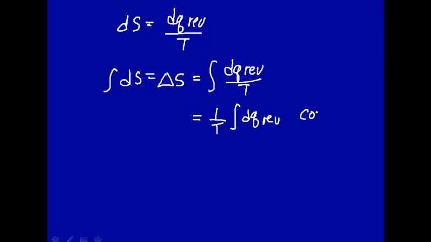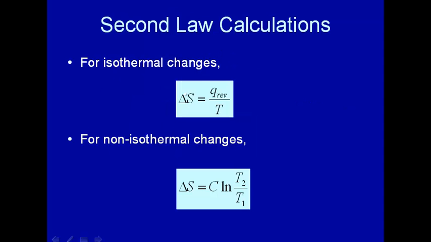And our assumption here is constant temperature. And we'll just call this integral of dq reversible the total heat transferred in a reversible process in going from the initial to final state. This is just q reversible over T. So if we have a reversible process, we just look how much heat we've transferred, divide by the temperature at that constant temperature, and that's the entropy change in going from your initial to final state. That's that one.